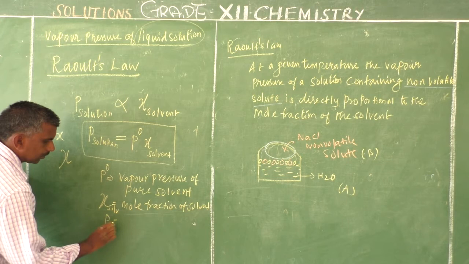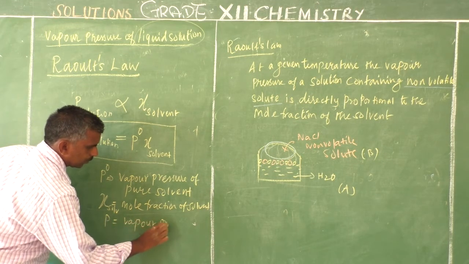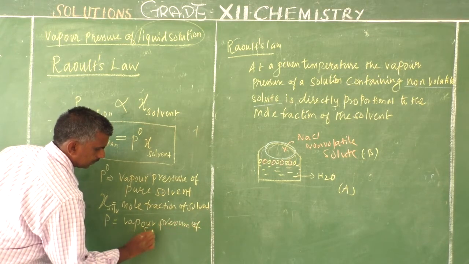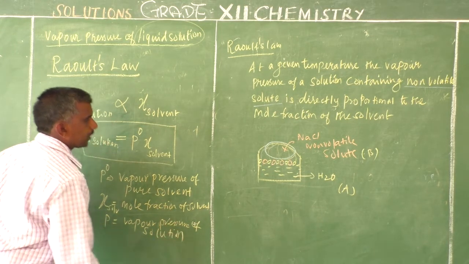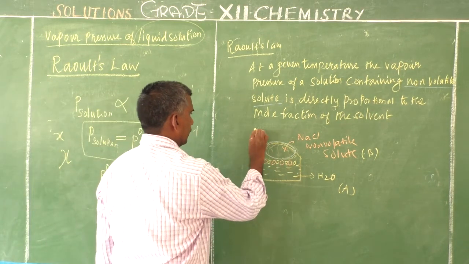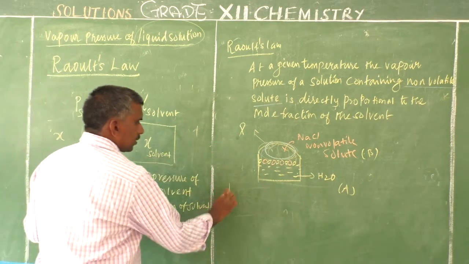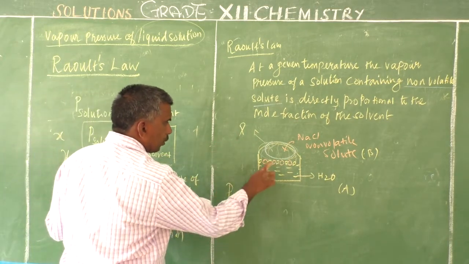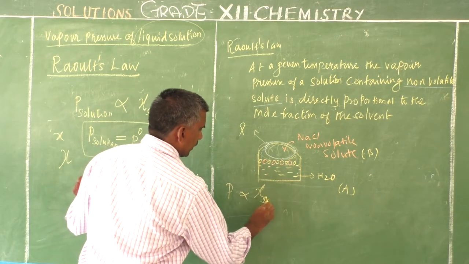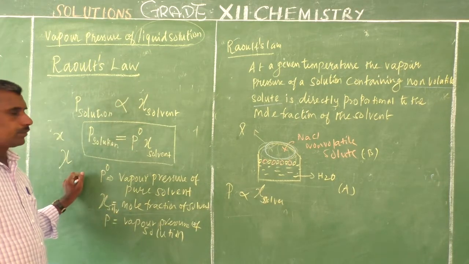Then P, the vapor pressure of the solution. This is the vapor pressure P. This vapor pressure is directly proportional to the mole fraction of the solvent. Mole fraction of solvent. This P0.